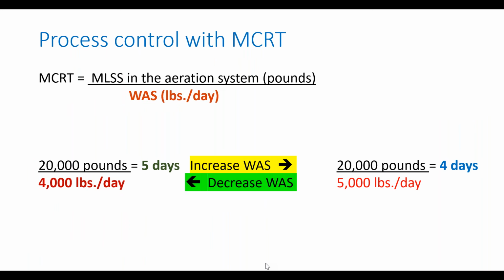So like we said before, the waste activated sludge flow has a significant effect on the number of days that solids remain in the system. As we see here, just a little simple example. If we had 20,000 pounds under aeration, 4,000 pounds per day leaving, our MCRT would be 5 days. If we increased that waste flow to 5,000 pounds per day without changing the solids under aeration, our MCRT would go down to 4 days. So you see, it has a fairly significant effect.